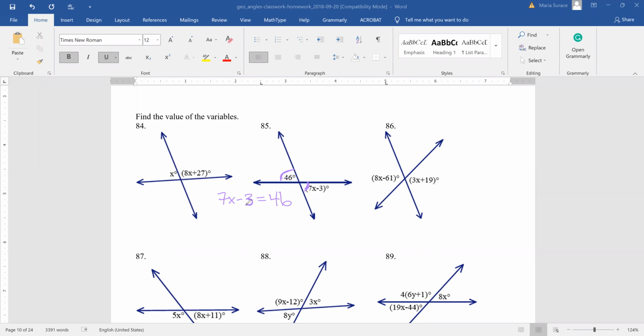Now, from here, because I know 7x minus 3 and 46 are the same measure, they're vertical, and now that they're equal to each other, I can solve. So follow your solving steps to solve equations. We're going to add 3 to both sides. 7x then equals 49, and you're going to divide by 7 on both sides, which means x equals 7. And you've solved number 85. Let's move on to a different problem.